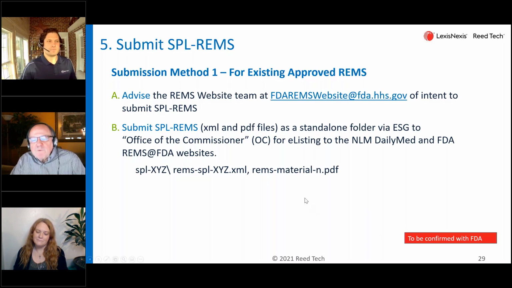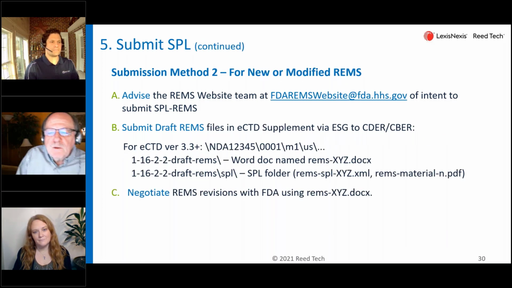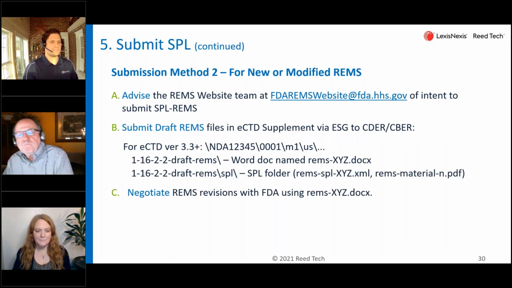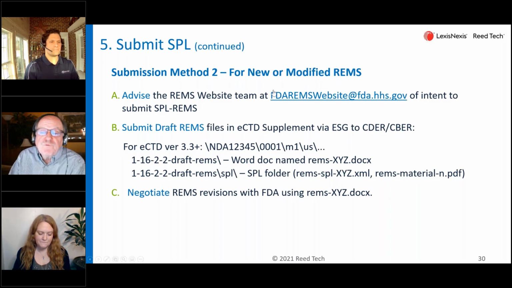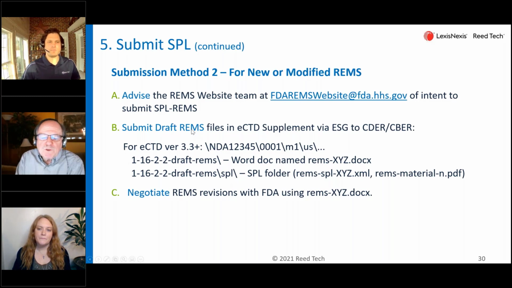We're going to be confirming that with the FDA, but this was the instruction that we had previously. Now, when you create your SPL, you might change some content, or it's for a brand new REMS and it's never been approved yet. So in that case, the FDA wants to review it. So just like those people that are familiar with the SPL labeling, you need to send a version in along with a Word document for negotiation, and you send your initial version in, and you do it the same way.